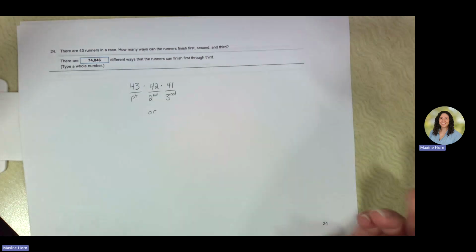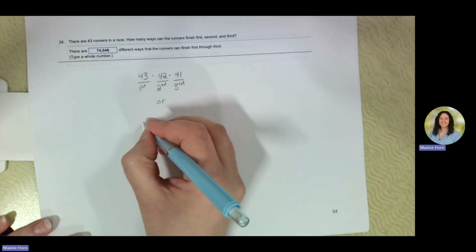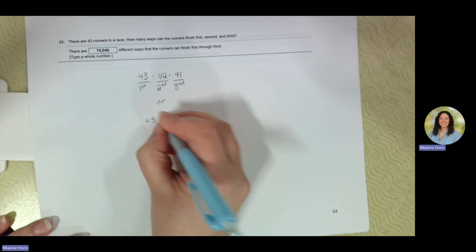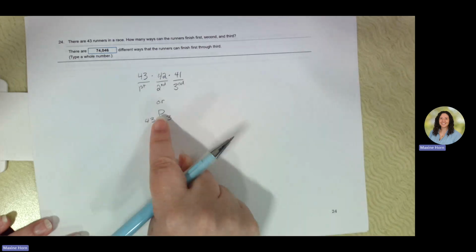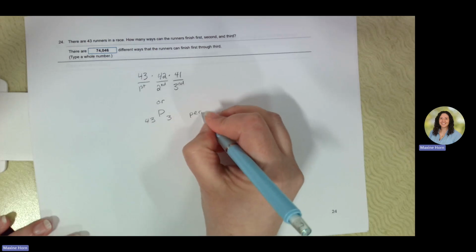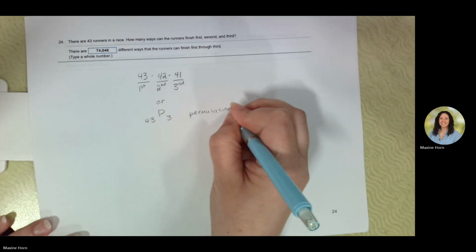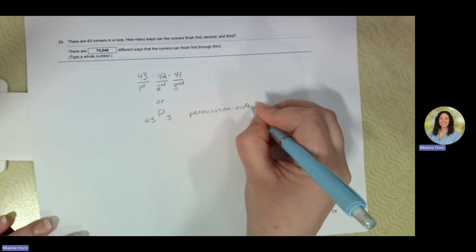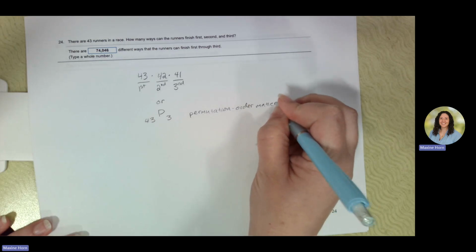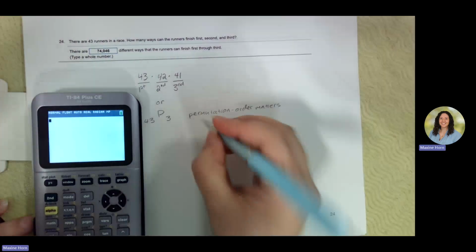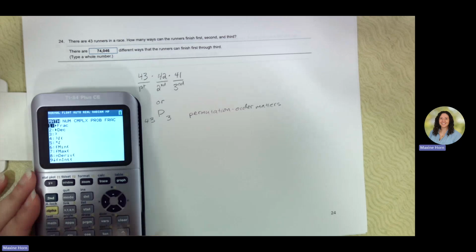Or we could do in the calculator, we're going to do 43 choose 3, where the order matters. Because remember, this is a permutation because order matters, right? I care if I'm first or second or third. Okay, I'm not going to use the exclamation mark because that means something specific. So in the calculator, it's going to be in that same menu. Okay, we're going to hit Math.